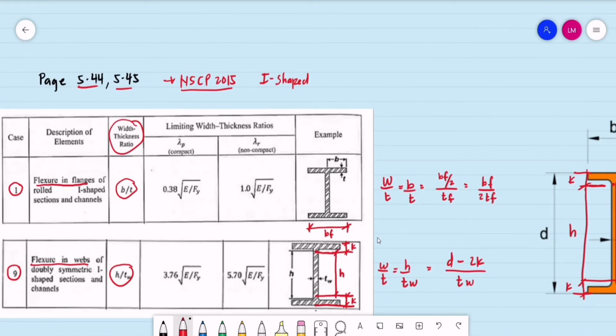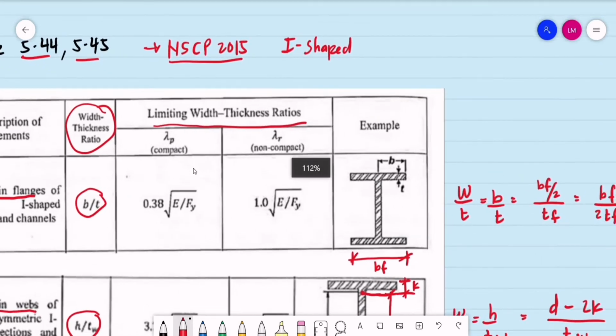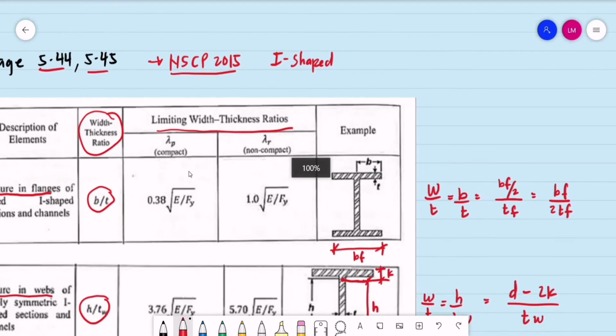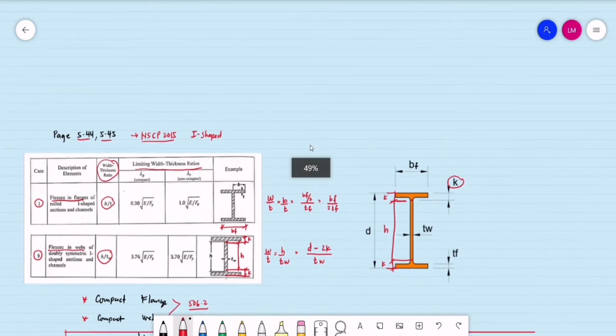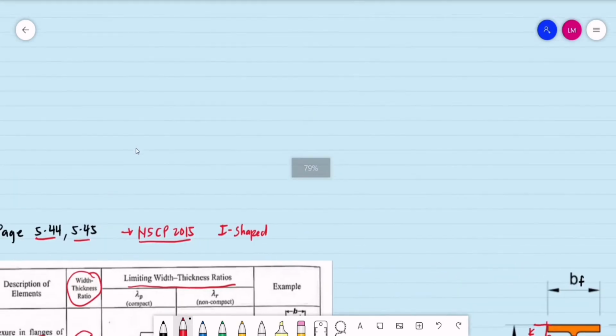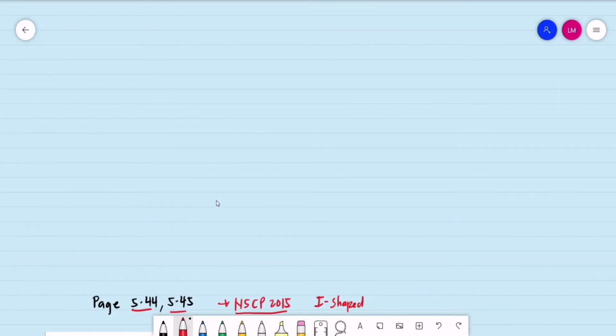So we have here our limits, the limiting width-thickness ratios. We have the lambda sub p for compact, lambda sub r for non-compact. If we are to simplify, let's say this is for the flange and for the web, and their corresponding width to thickness ratio.